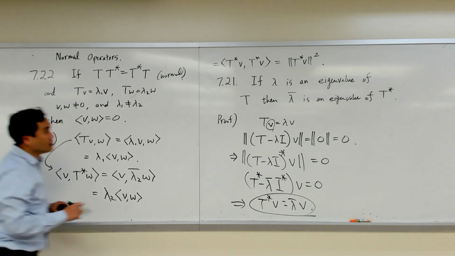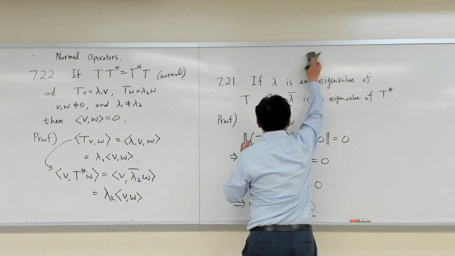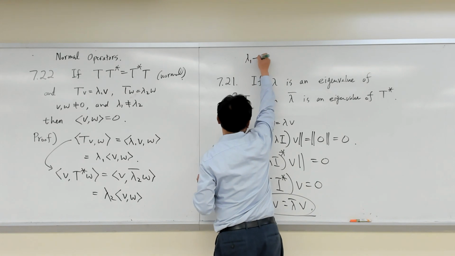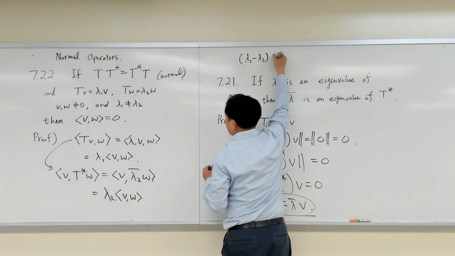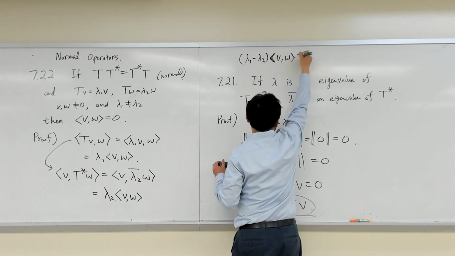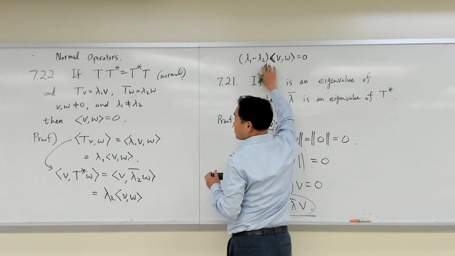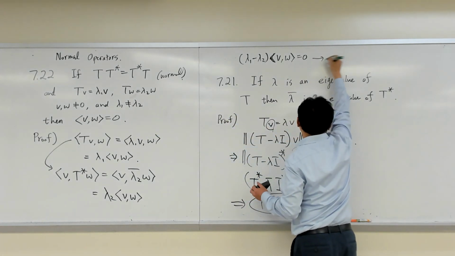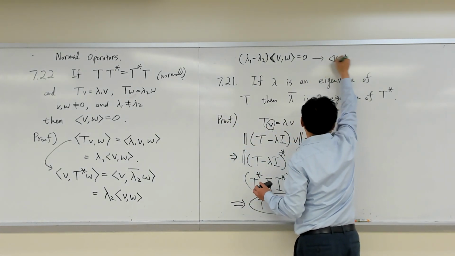Okay? And now what do you see? You see that if I move this to the other side, I get (λ1 − λ2)⟨v, w⟩ equals 0, and because our assumption is that λ1 and λ2 are different, that forces ⟨v, w⟩ to be equal to 0.